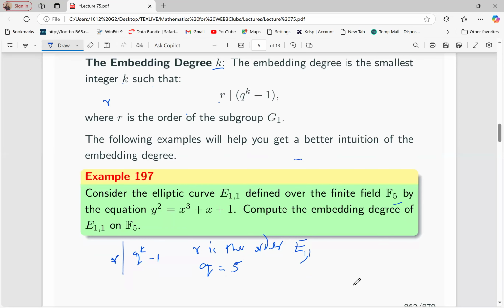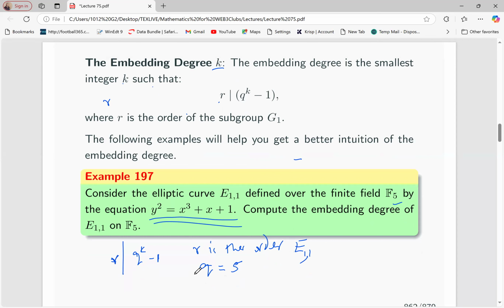Let me just share my code, which I'll use to find the order of this elliptic curve. We have the code for finding the order of elliptic curves. What I only require here is the mod, which is 5, A, which is 1, and B, which is 1. Then I share my code to find the number of points on that elliptic curve.